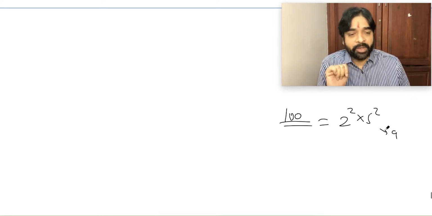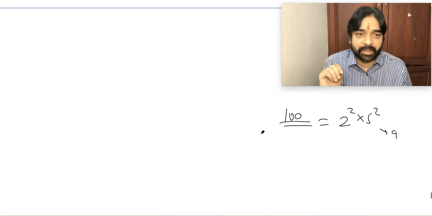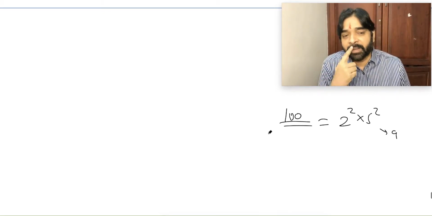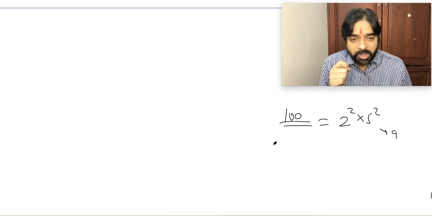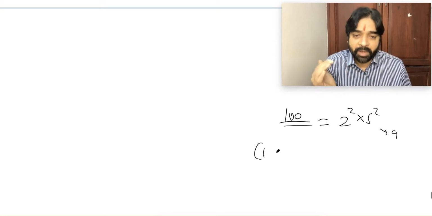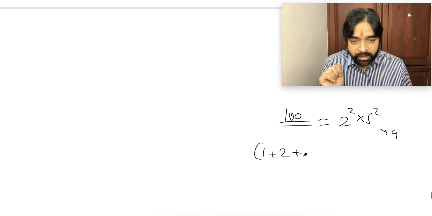Think about what I'm doing. How did I get these 9 factors? By applying the selection method. Can we think of some other way? Yes. Look. What are the possible factors of 100 I am writing? 1 can happen, or 2 can happen, or 2 square can happen.